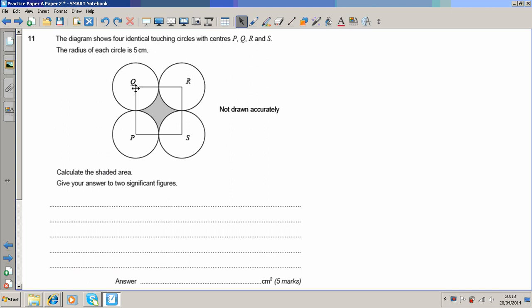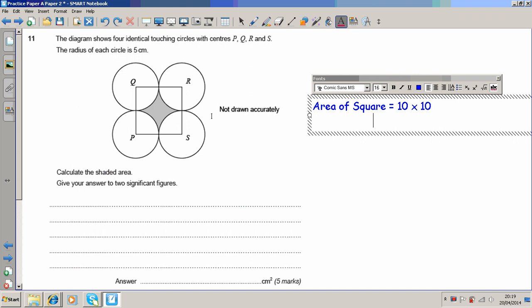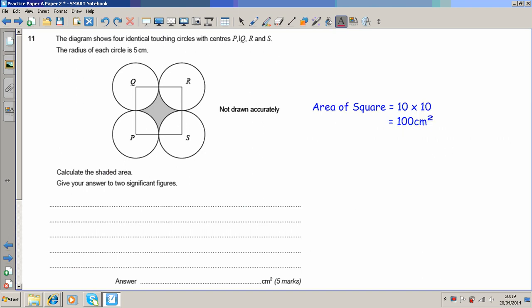Calculate the shaded area of these 4 identical touching circles with radius 5. Okay, 5 marks here, which is quite a lot of marks, I would suggest. First job, area of square. Well, that's not too bad. The radius is 5, so the length is 10. So it's going to be 10 by 10, which equals 100 centimetres squared. So that's the area of a square.